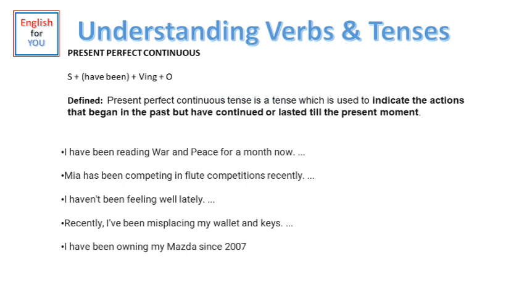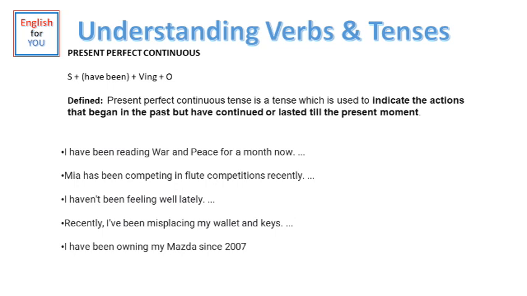The tense, the present perfect continuous. The code from the table is the subject plus the words have been, plus once again the verb with the ing on the end, it's something that's happening, and plus of course the object. So how do we define this? The present perfect continuous tense is a tense which is used to indicate the actions that began in the past but have continued or lasted till the present moment.